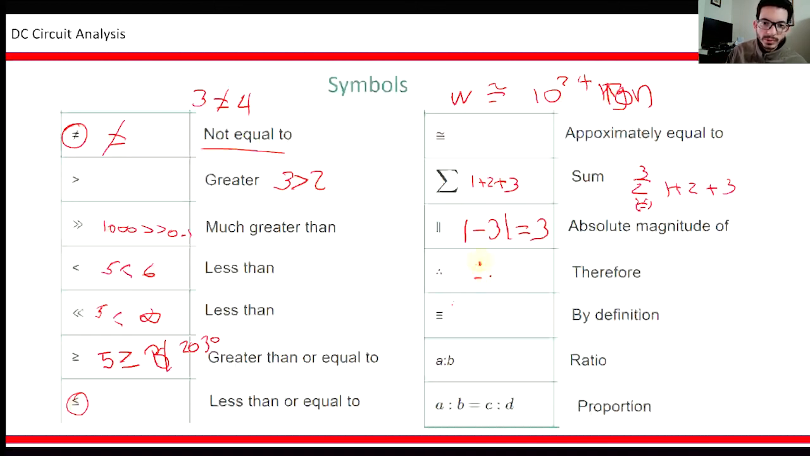Therefore, this is when you're proving a theorem. By definition, okay, by definition is, I don't know, the boiling of water, I don't know, some example by definition. So by definition, we'll see a lot. By definition, the units of resistance are ohms, I guess. Ratio, A to B. Proportion, A to B is to C is to D. All right.